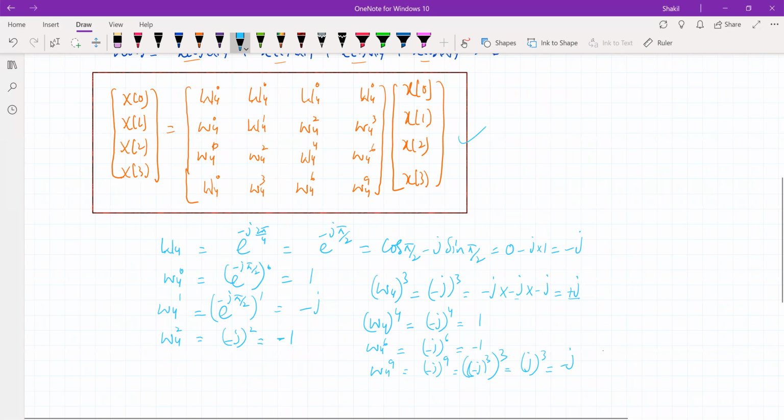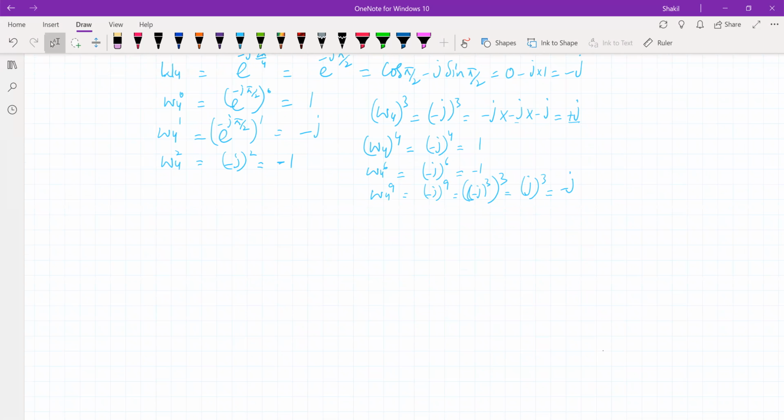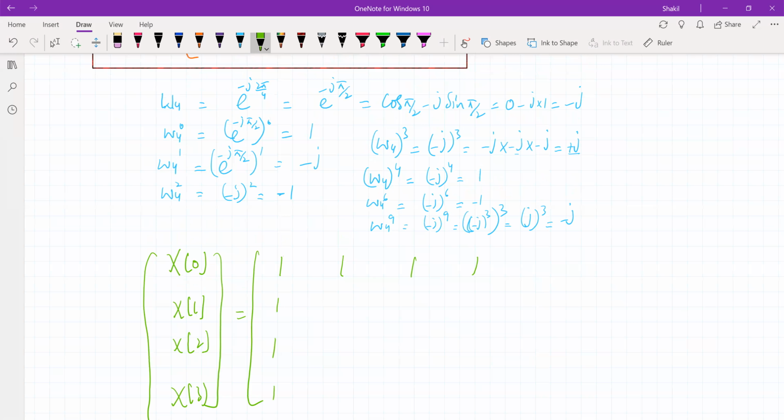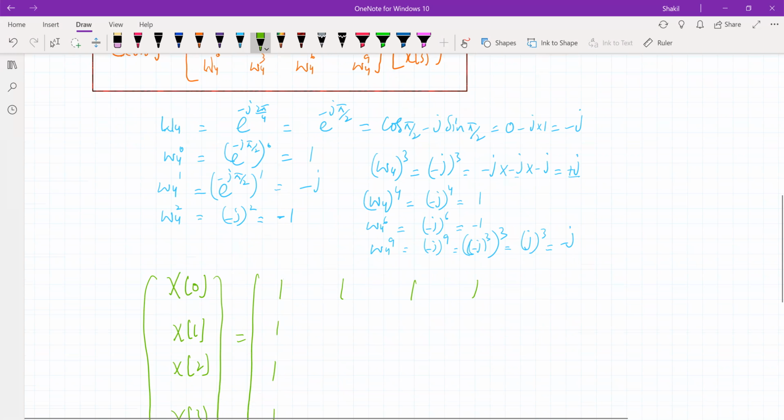Now substituting these terms here, we'll get the 4-point DFT of x of 0, x of 1, x of 2, and x of 3. Please check the terms yourself. W raised to the power 0 is 1, so the first row is 1, 1, 1, 1. And you will see the first column is also equal to 1, because we have W raised to the power 0 everywhere in the first row and first column.